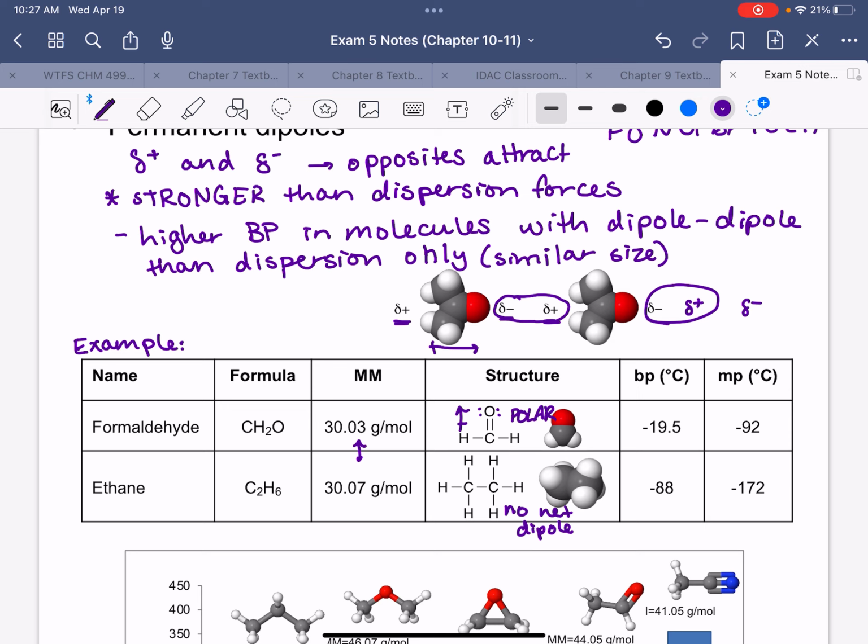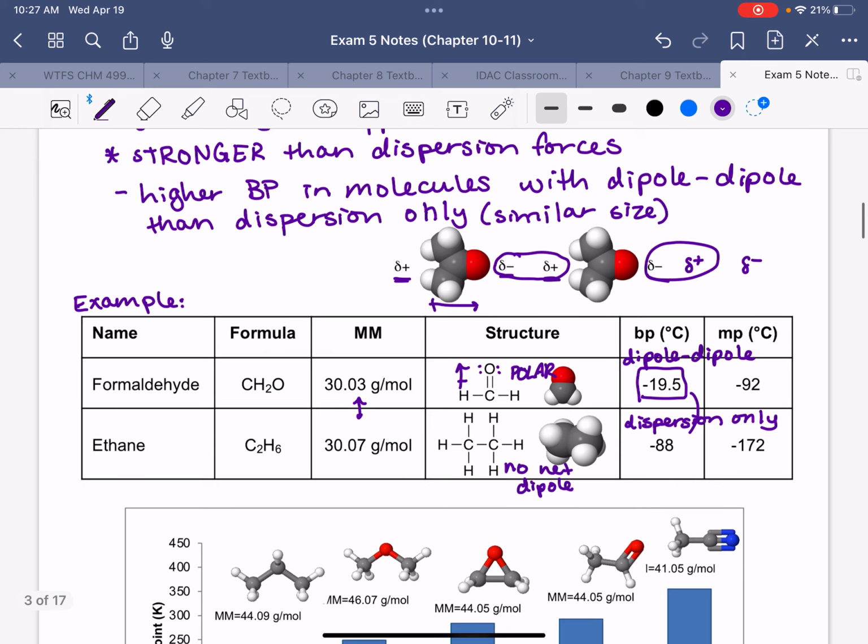But look at our boiling points. The boiling point of the one that has dipole-dipole forces, because it's polar, is going to be much higher than the one that has dispersion only. So it's a significant difference, right? A difference, math is hard, of about 60, almost 70 degrees. And this happens because that polarity results in that very strong attraction to nearby molecules. So it becomes much harder to break them apart.